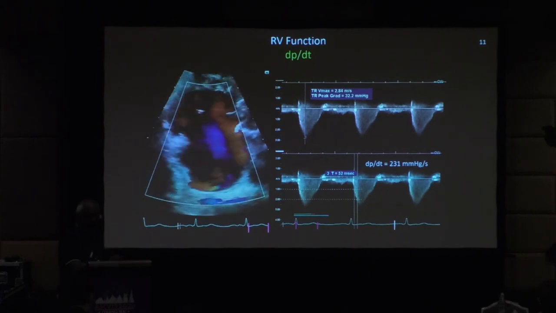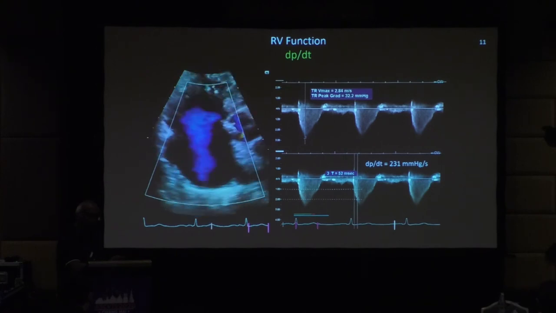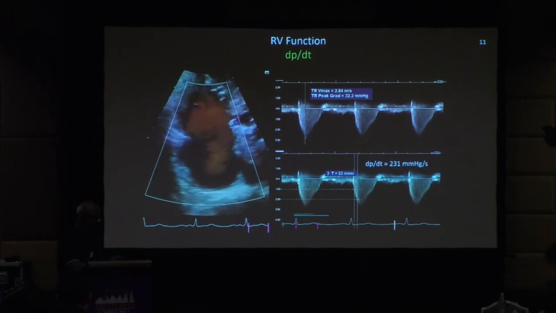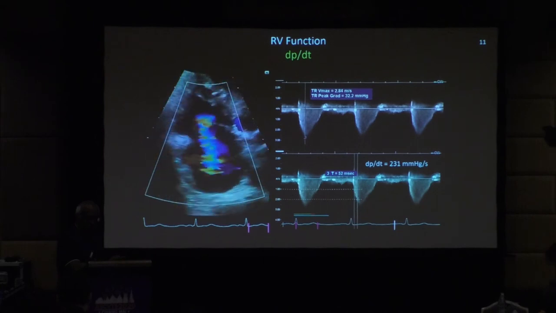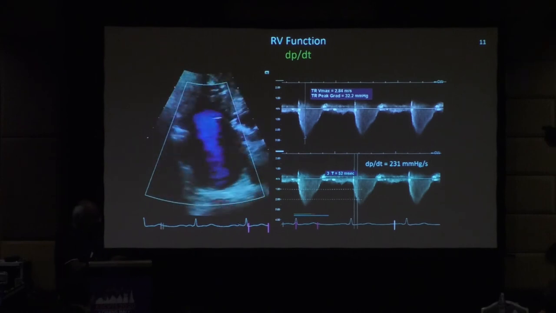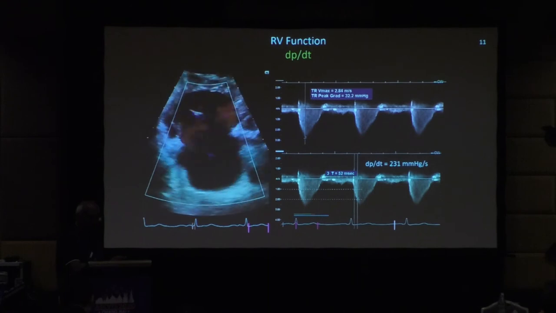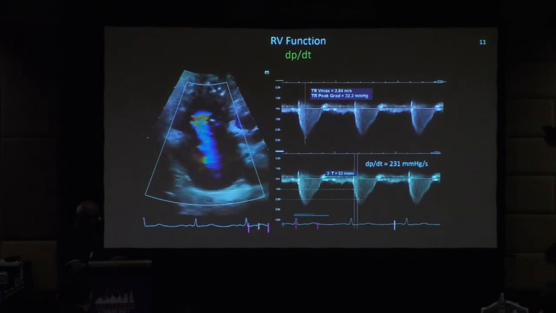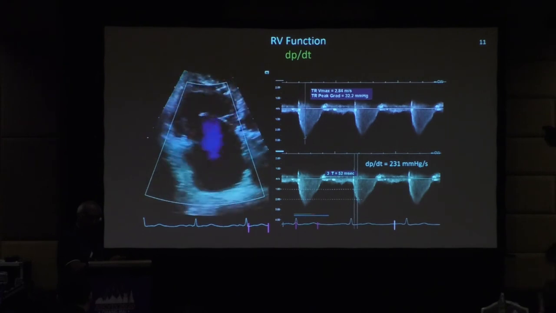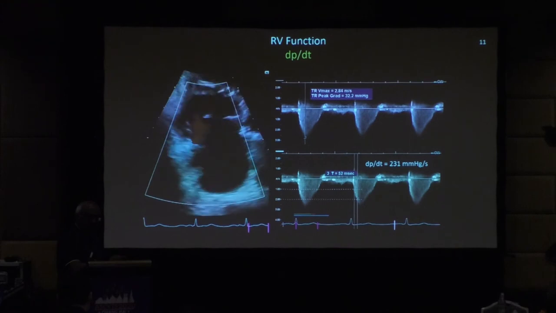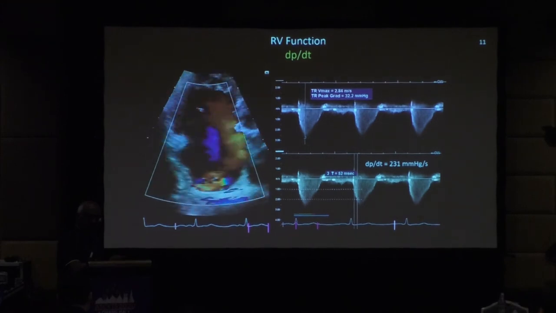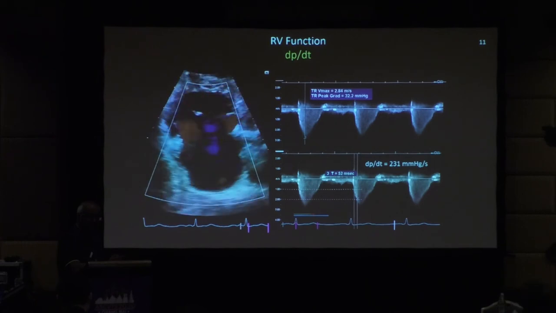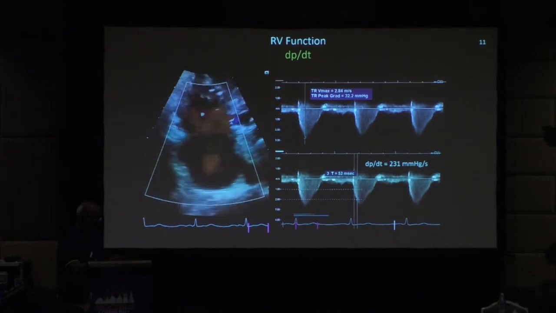The DPDT from TR is actually a very good index if it can be done well. The DPDT, as is shown here, is the time taken from 1 meter per second to 2 meters per second. And you can see here the DPDT is abnormal. The normal is about 400, and it is about 200 something here. And then you can also normalize it to the volume overload by dividing it by the peak TR velocity. That normalizes to the TR or the volume, and that should usually be in the range of 160. Here it is 80, which is clearly abnormal. A load-independent measure of RV contractility together with strain, I believe these are the two indices that indicate occult RV dysfunction in volume overload.